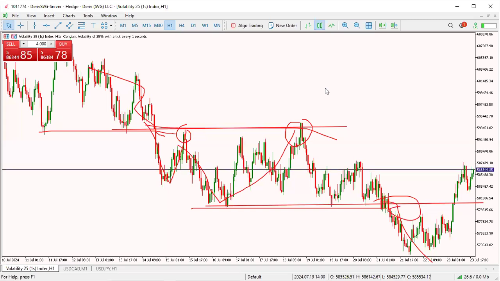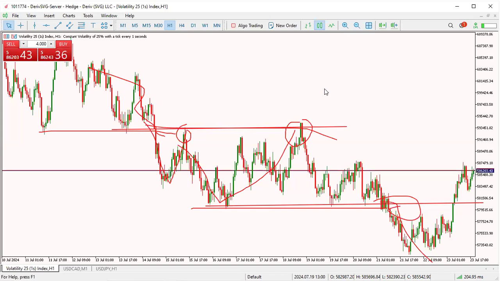And then on boom and crash, they don't respect stop loss, especially when it spikes. The stop loss will be carried to where the candle is going to end. And when it crashes, the same story, the stop loss will be carried. If you are in a buy position, it will be carried to where the candle is going to end, okay? So those are the only differences.